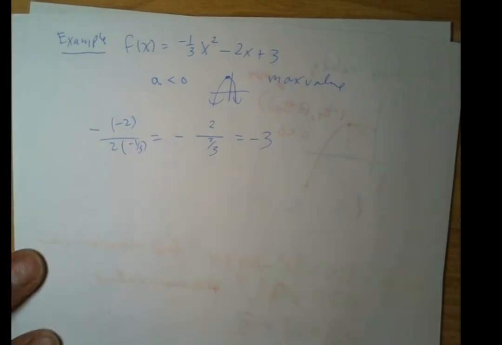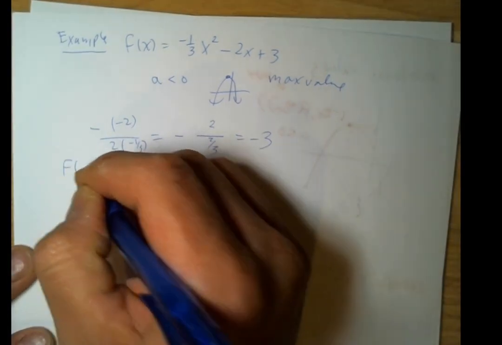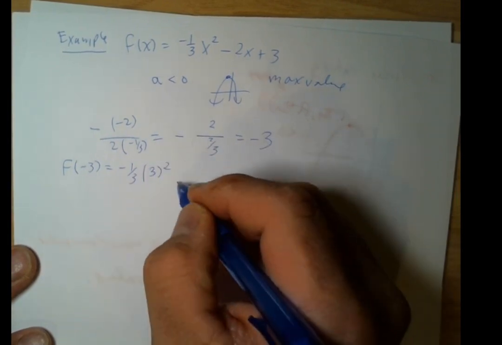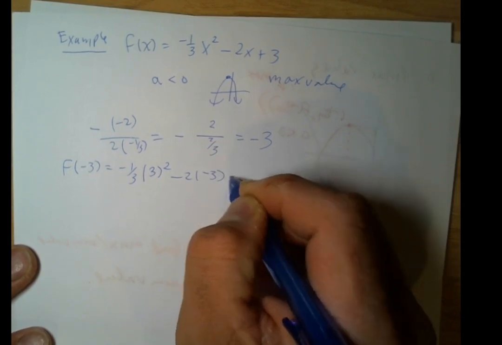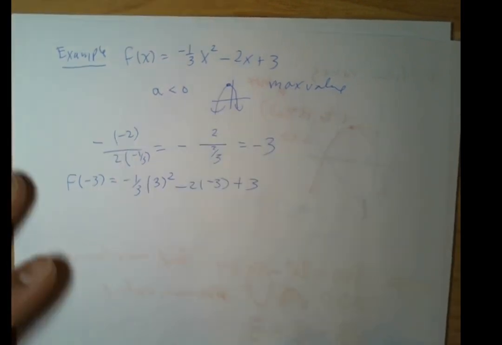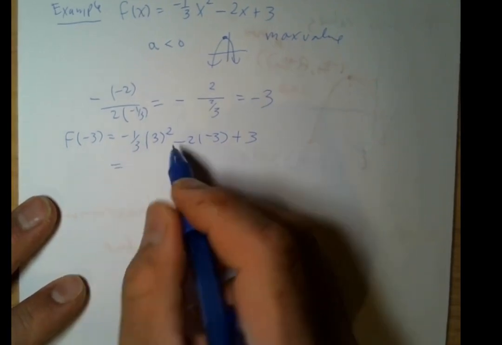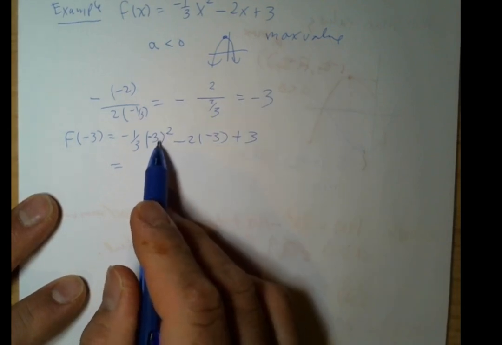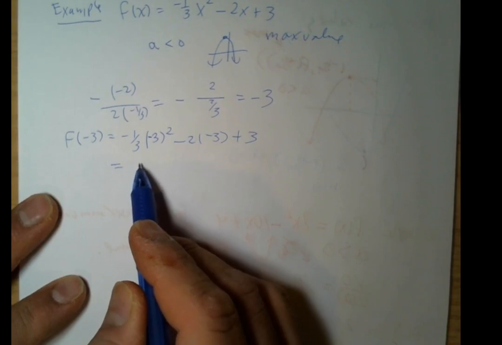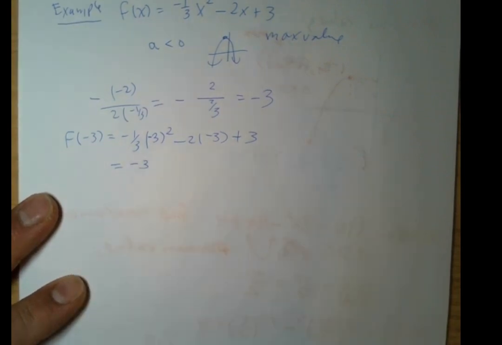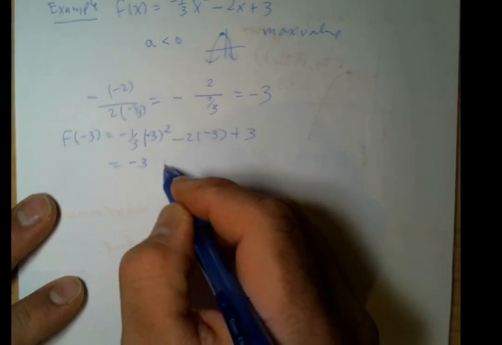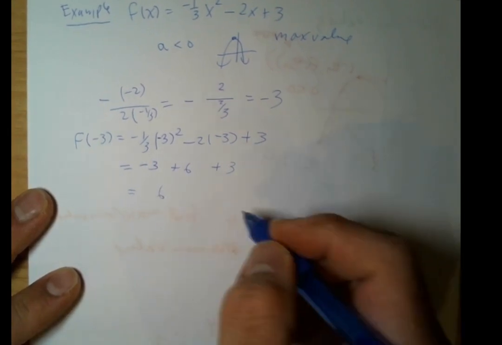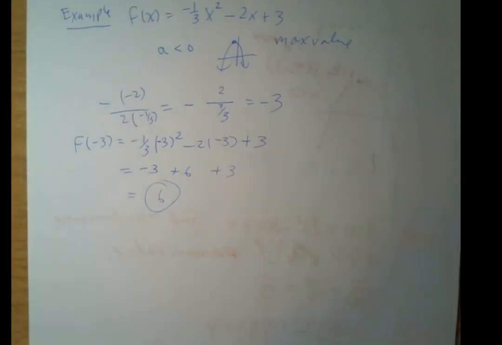Okay, so now let's find the actual value. We'll plug in f of negative 3. 1/3 times 3 squared minus 2 times negative 3 plus 3. Okay, all right. And as I move my way down here, this is negative 3. It won't matter much here because when I square negative 3, I get positive 9. 9 over 3 is negative 3. Okay, and then moving on here, we get plus 6 and plus 3. So this value becomes 6. And this would be my maximum value.